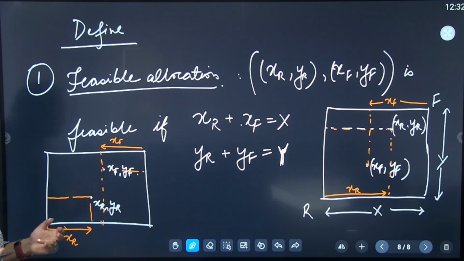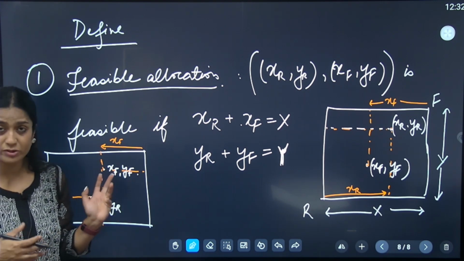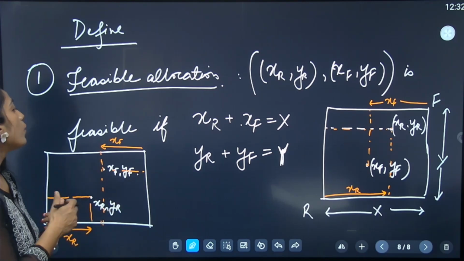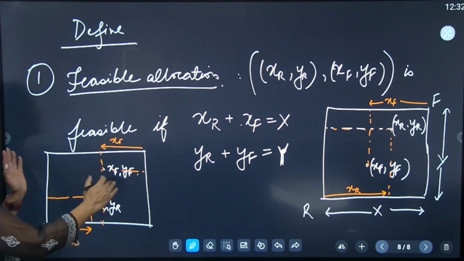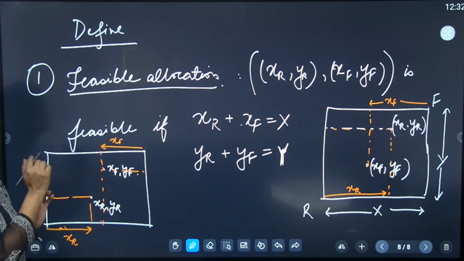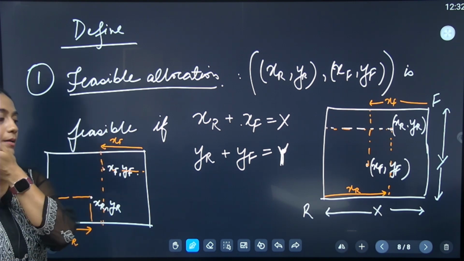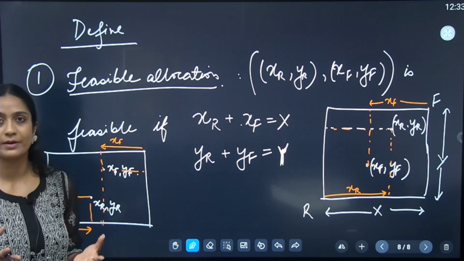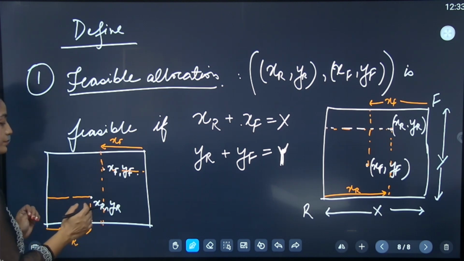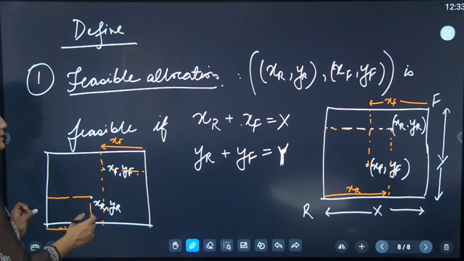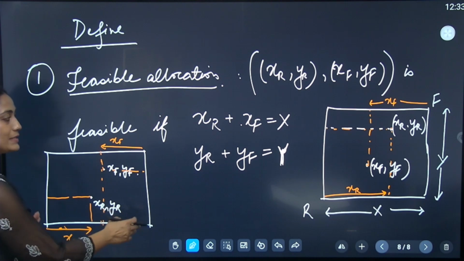Now, while technically this is still feasible, that just means that there is some wastage, we will not consider even this as feasible. The reason will become clear once I come to the definition of Pareto optimality. But this is something that we will also not consider to be feasible.